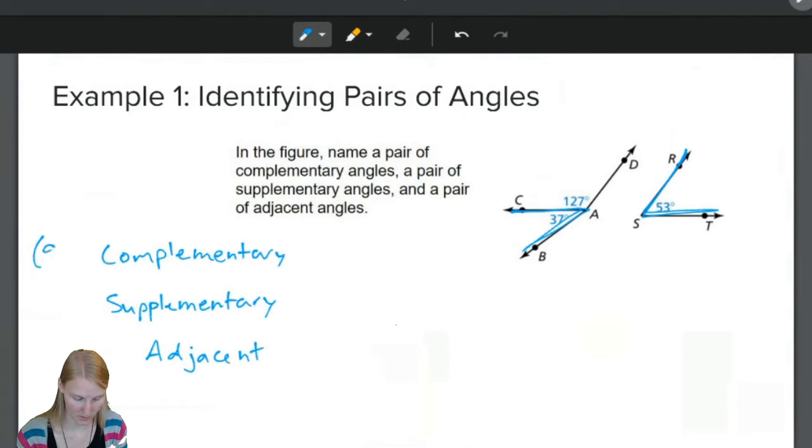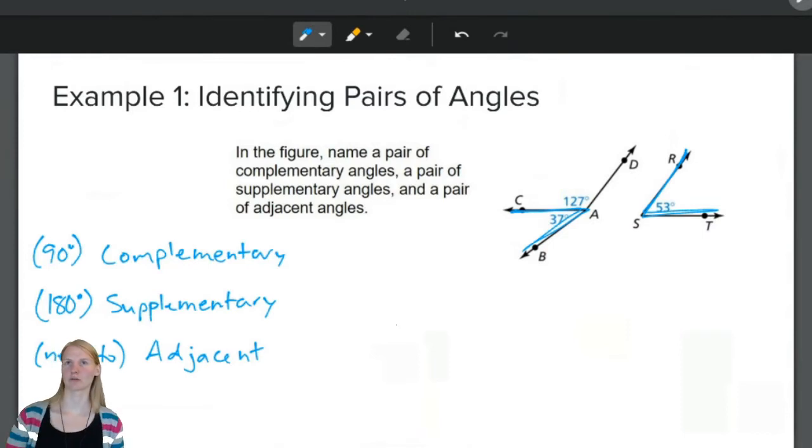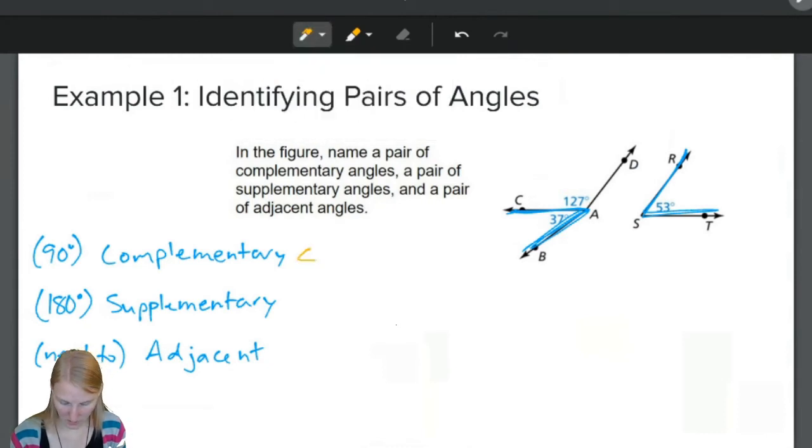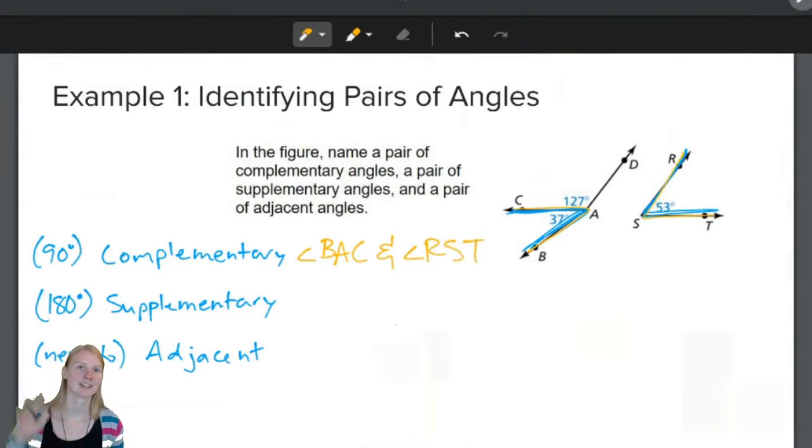And in fact, I'll put that over here. Complementary add up to 90 degrees. Supplementary add up to 180. And adjacent are next to each other. So, I just need to name these angles. The complementary angles are... Maybe we should do this in a different color. Angle BAC and angle RST. Beautiful. Okay.